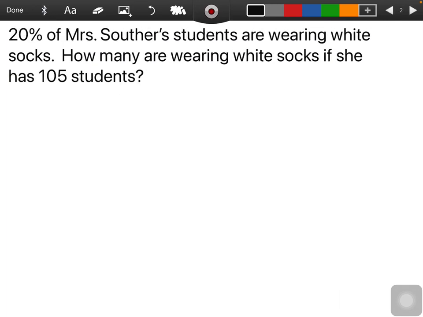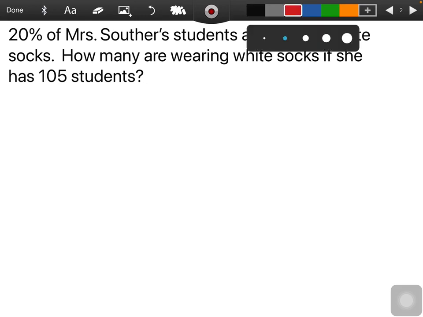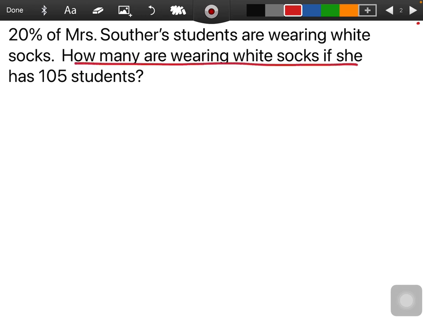If 20% of Miss Souther's students are wearing white socks, how many are wearing white socks if she has 105 students? Well, this is very easy. So what we do first, we read the problem. That's what we just did. We have our steps to solve word problems. First thing is reading it. Second step is figuring out what exactly is the question. The question is how many are wearing white socks if she has 105 students?